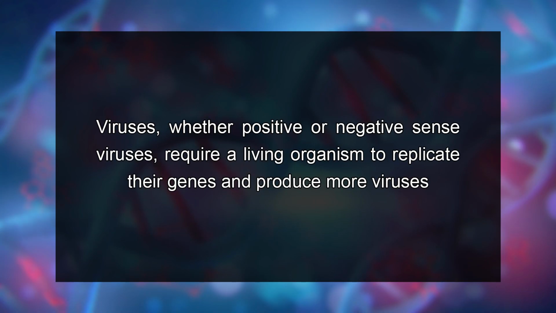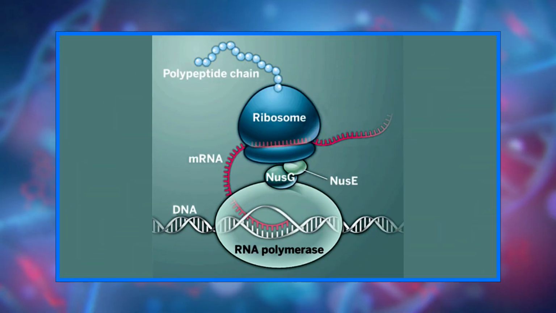The virus, whether positive or negative sense virus, requires a living organism to replicate its genes and produce more viruses. Once a virus is inside a living organism, it utilizes polymerases, ribosomes, and other biomolecules to replicate its own genetic material and to produce more viruses with genetic material similar to the original virus. That means it makes use of the living system to reproduce itself. Thus, gene transfer may occur through many varying means.